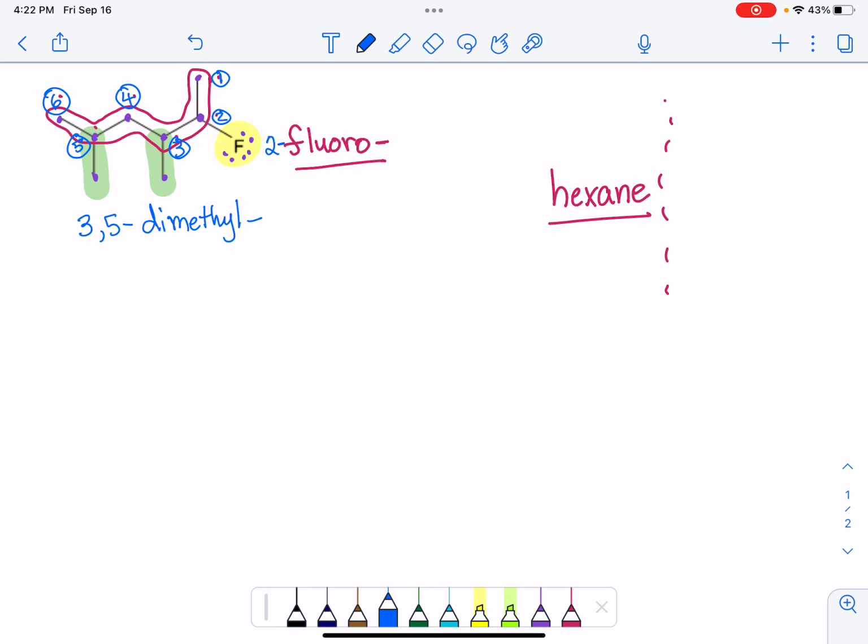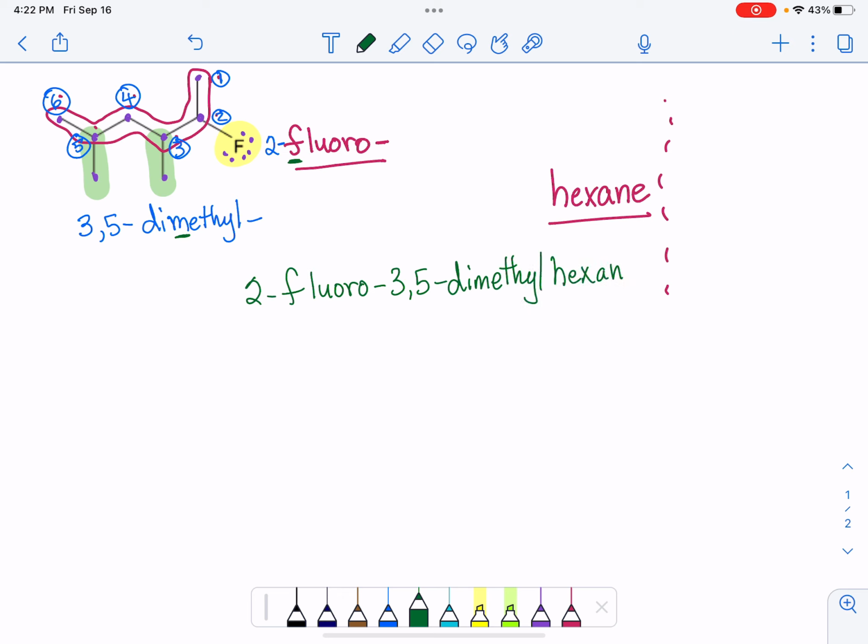So putting it all together, typically we go alphabetical. I don't remember if we saw very many examples where this was an issue. So between fluoro and methyl, the fluoro comes first. We usually don't count the di as part of our alphabetical list. So it is a 2-fluoro-3,5-dimethylhexane. And that is the name of this compound.